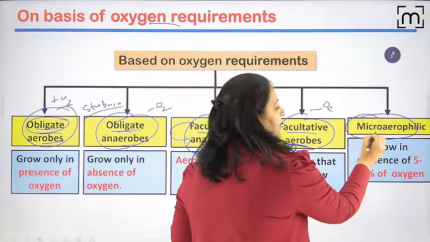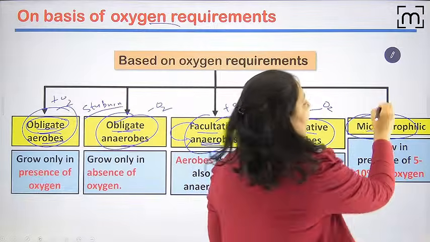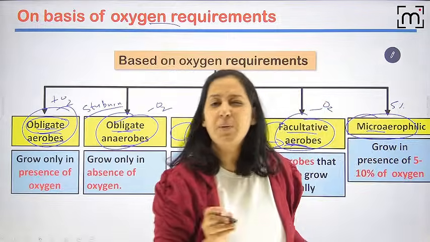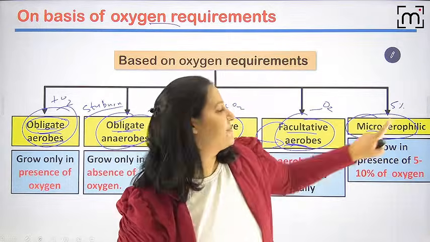And what are microaerophilic? They need oxygen, but not much. They need just 5 to 10% oxygen. That's why micro, a little bit is needed. So they just need 5% of the oxygen.